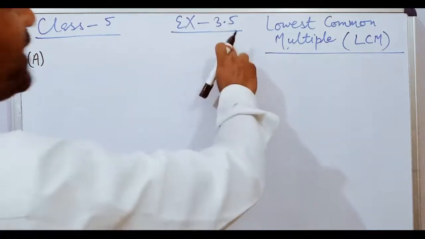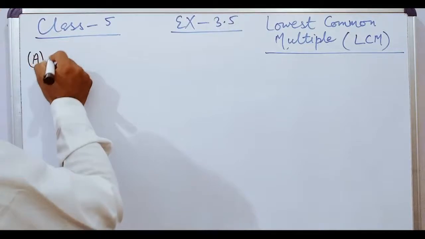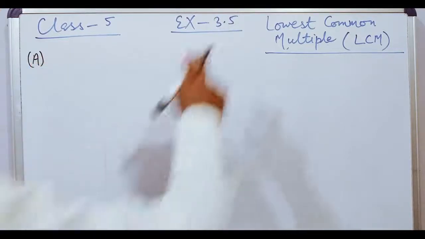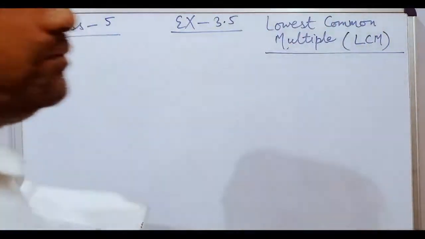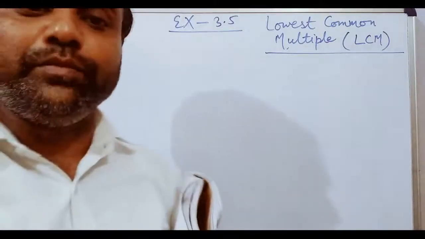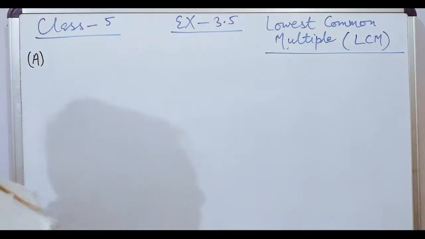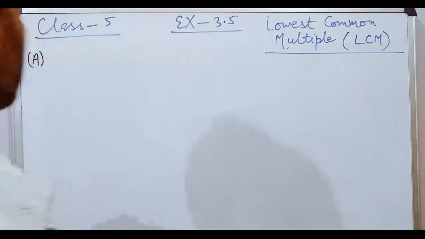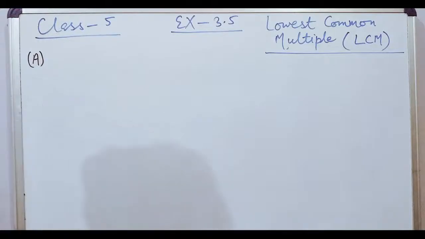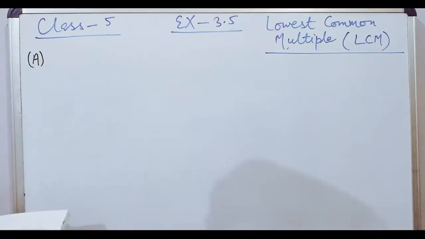Today I will teach you exercise 3.5 Part A. Question number 1. The lowest common multiple is LCM. You can find the LCM by two methods. The first method is the prime factorization method and the second method is the division method. Prime factorization you know very well; in HCF you factorized the numbers.